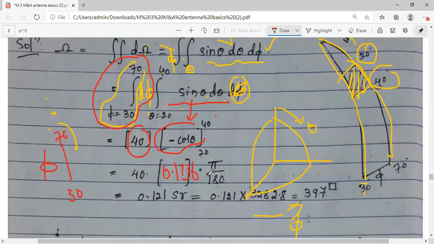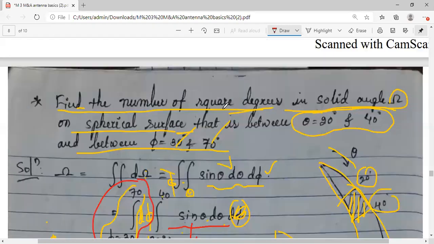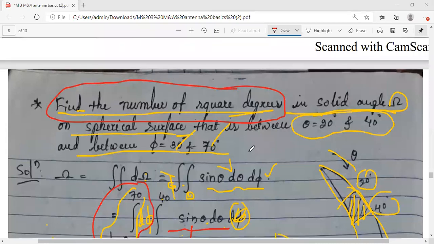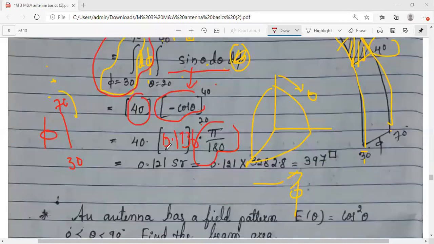Okay, so I've converted it from steradians into square degrees, because the question is to find the number of square degrees. You want it not in steradians, you want it in square degrees. You will get 0.121 in steradians. Whatever answer you get is in steradians. You're multiplying it with pi by 180.